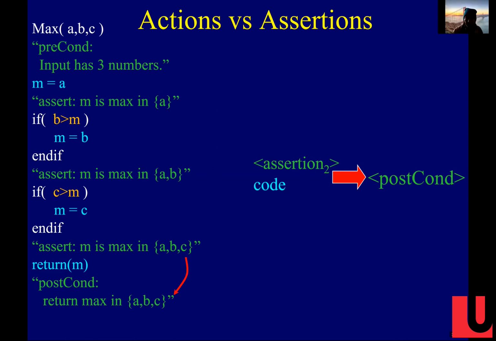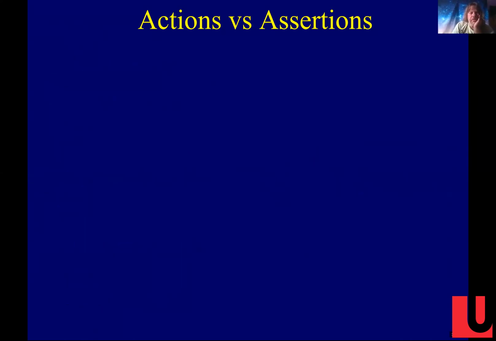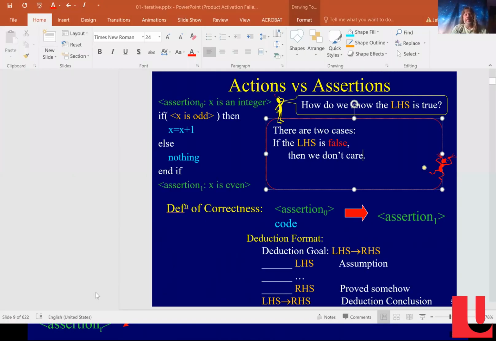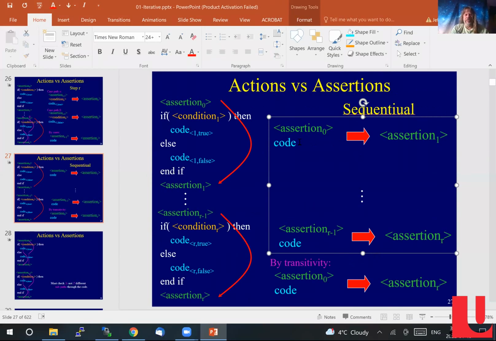I just have a quick question about the previous slide. The transitivity? Yeah. So you know how in transitivity, if A equals B and B equals C, then A equals C. But then how do we connect assertion 1 with assertion R minus 1? Oh, sorry. I was thinking that maybe that was confusing.